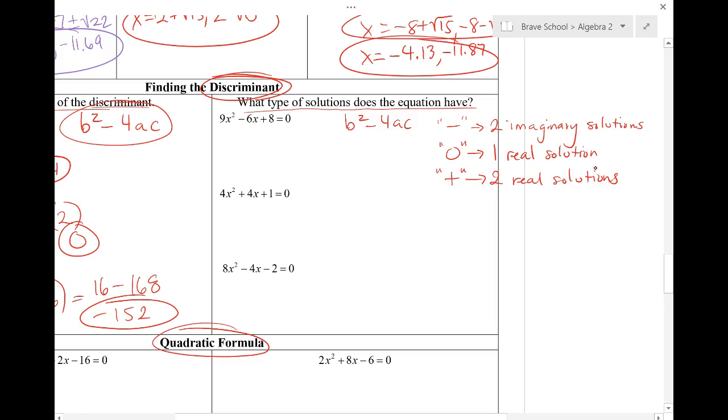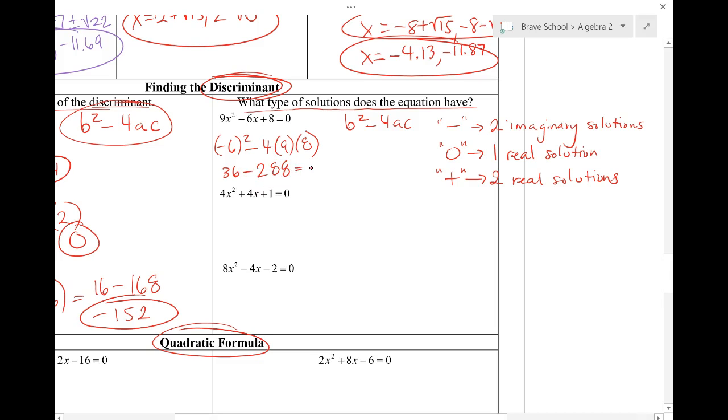Okay, so let's just plug in the numbers, and then we'll figure out what the solution type is. Our b is negative 6, so negative 6 squared minus 4 times 9 times 8. So that will be 36 minus, I can already tell you that it's going to be negative because that's a big number we're about to subtract. 4 times 9 times 8 is 288.